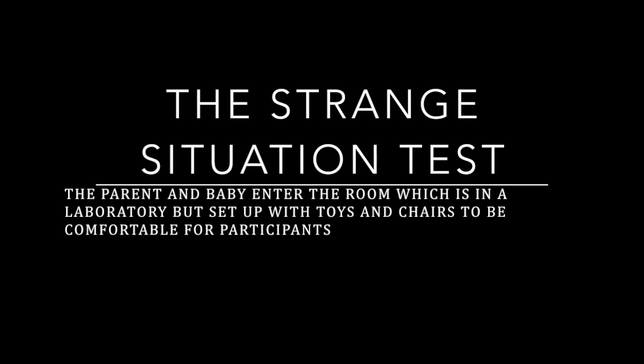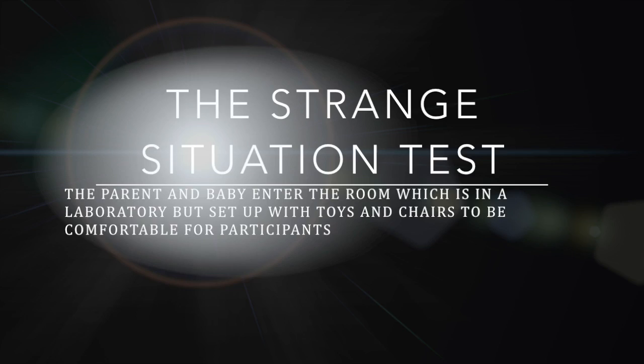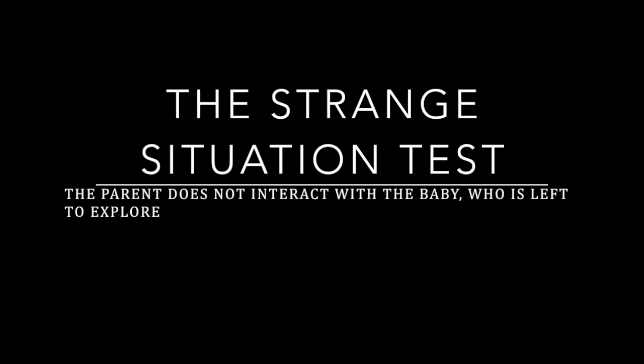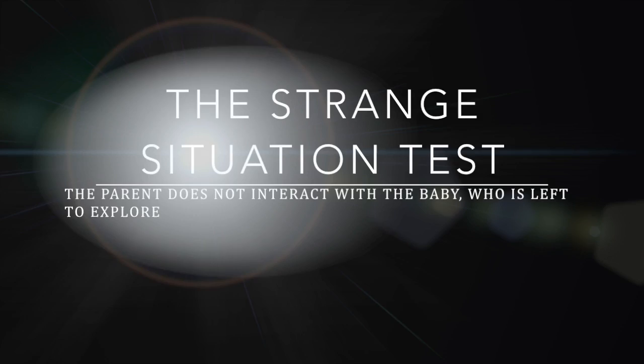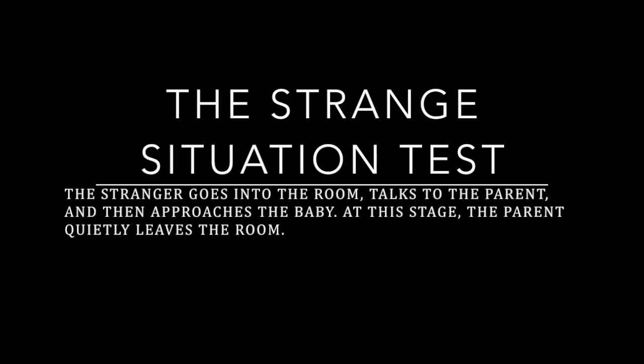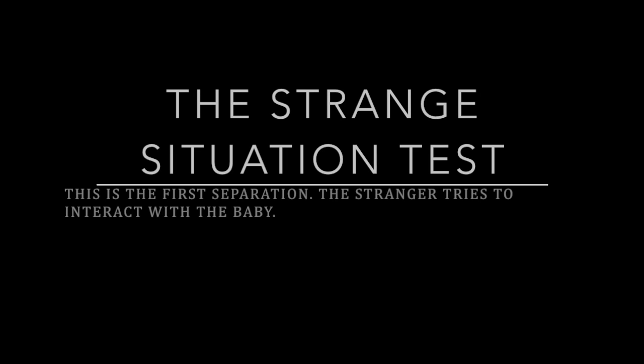The strange situation test. The parent and baby enter the room, which is in a laboratory, but set up with toys and chairs to be comfortable for participants. The parent does not interact with the baby, who is left to explore. The stranger goes into the room, talks to the parent, and then approaches the baby. At this stage, the parent quietly leaves the room. This is the first separation.